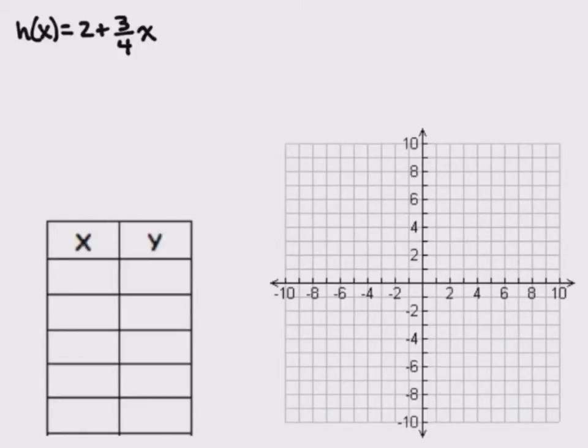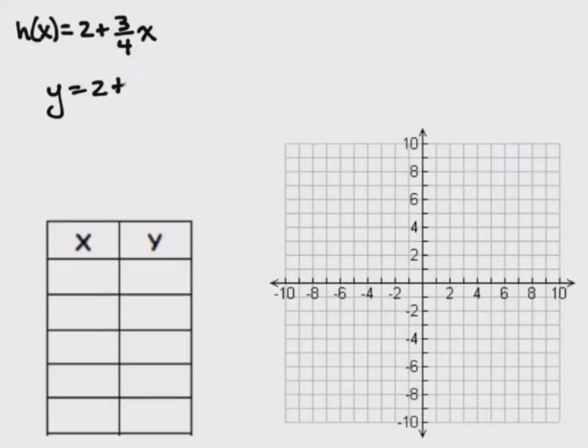Alright, this time let's graph all the ordered pairs for the function h of x equals 2 plus 3/4 x. Once again, this is in function notation, but the strategy is going to be no different than if we were graphing y equals 2 plus 3/4 x. So no different just because it's in function notation.